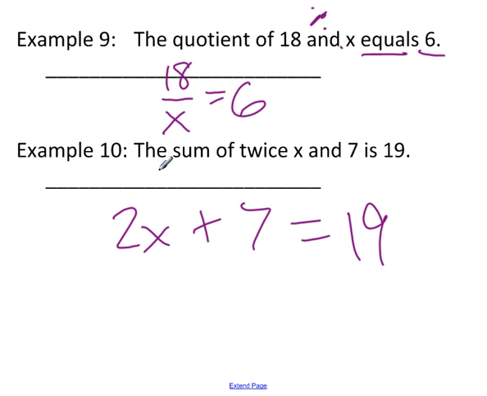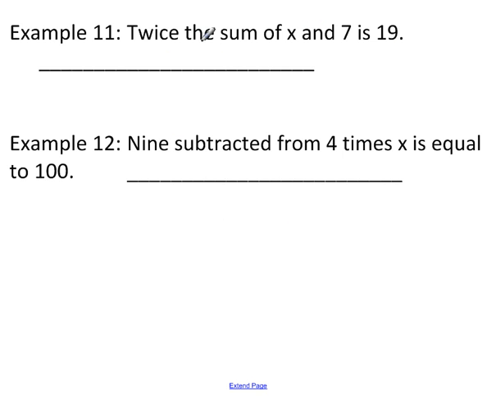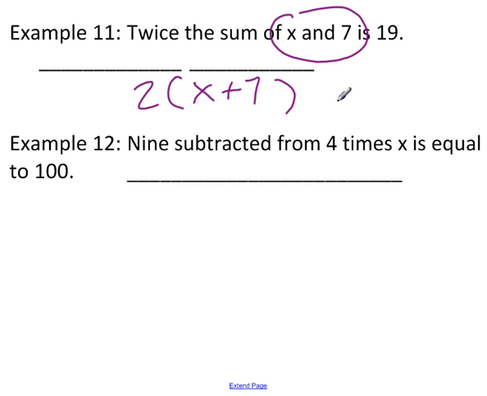Nice, but you're going to want to make sure you pay attention to the difference here between number 10 and number 11. They're close. Twice, that means 2 times, the sum of this and that. So those things are going to go in parentheses. Twice the sum of this and that: 2 times x plus 7 equals our 19. So the difference here is twice the sum of versus the sum of 2 times. Whether the 2 goes on the outside or on the inside.